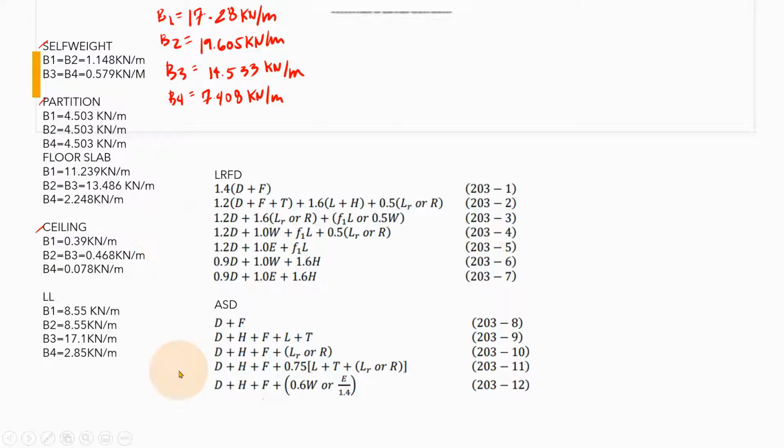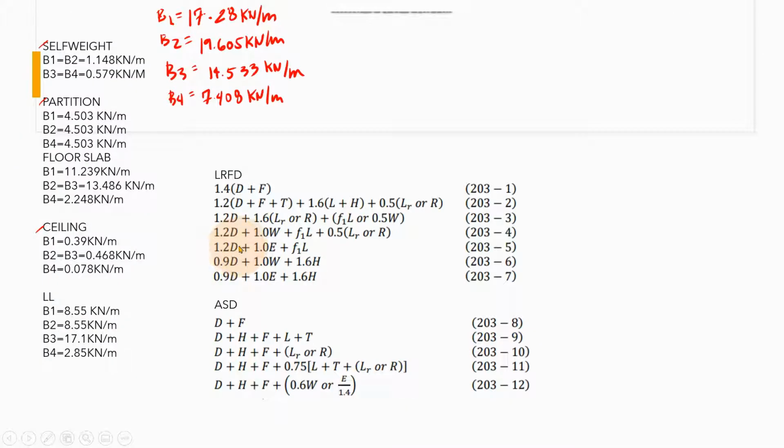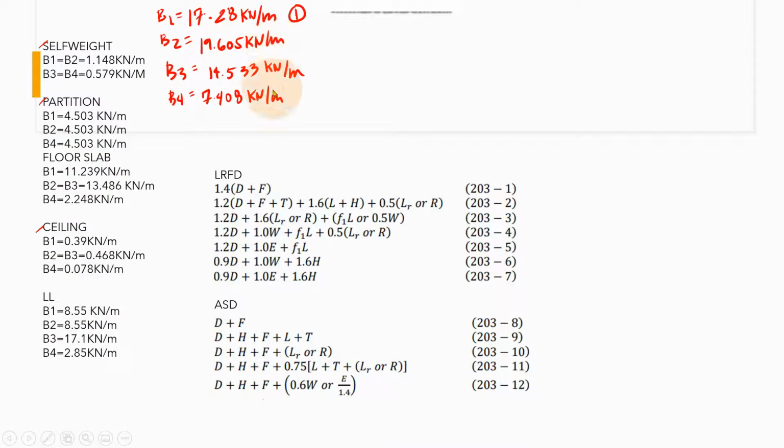So, ang tanong, so what is our question number 1? So, the question number 1, determine the total dead load in B1. So, yung total dead load natin for beam 1 is equal to 17.28 kilonewton per meter. So, ito na yung sagot natin for our question number 1. So, for question number 2, determine the total dead load in beam 2. So, the total dead load of beam 2 is 19.065. So, this is the answer for question number 2.